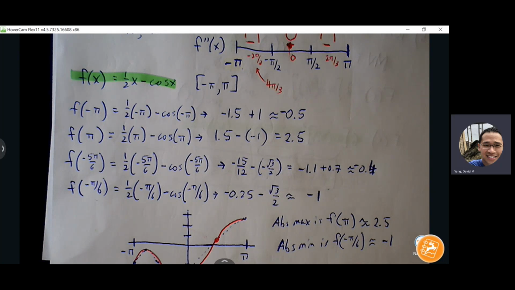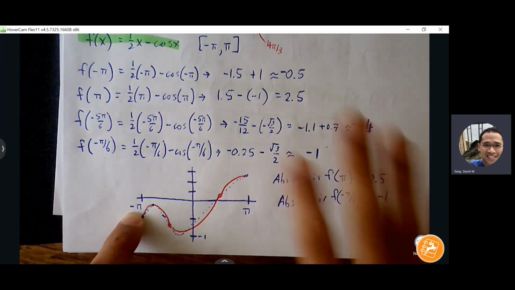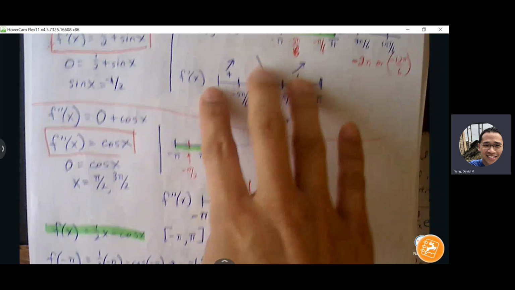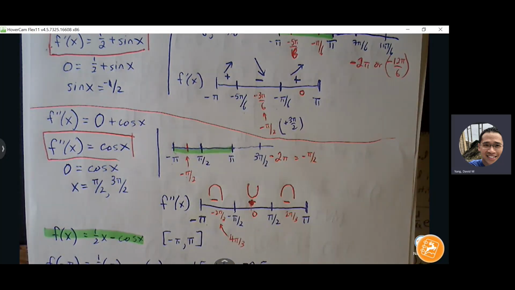So I plug negative pi in and I got it down to a ballpark value of -1/2. I plug pi into the original function and ballpark that value to around 2.5. For -5 pi over 6, I got a ballpark value of -3 and -1. And then you just plot those points onto your graph. Once you sketch your graph, it should match the slope that you are experiencing on your slope sign line. It should rise to a relative max, fall to a relative min, and rise to a relative max.